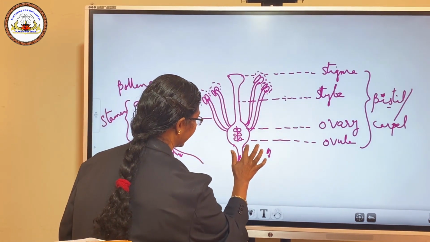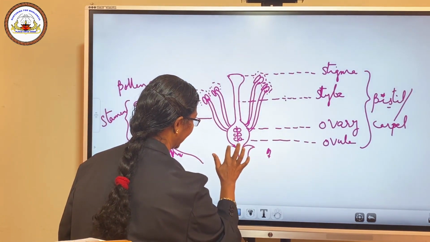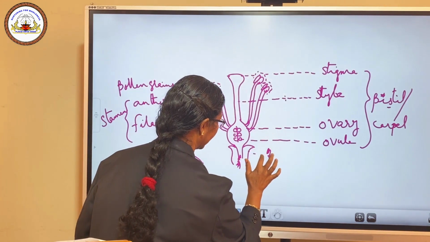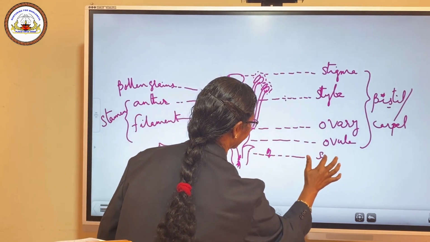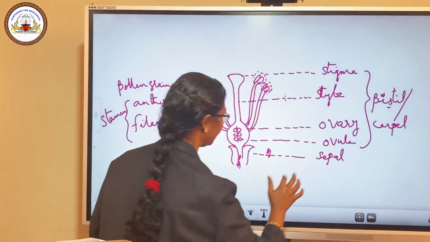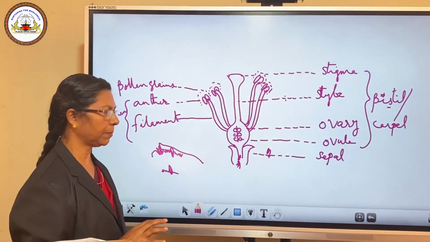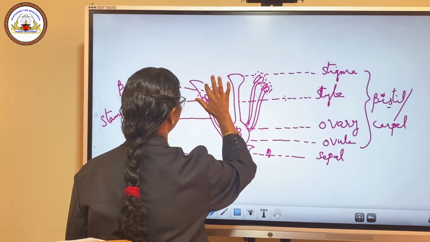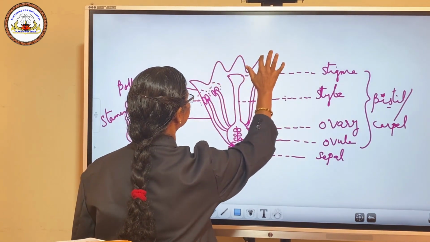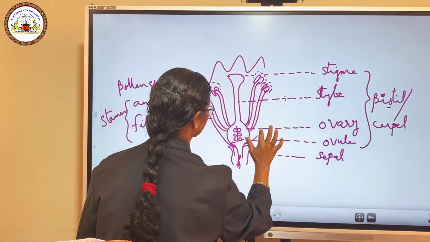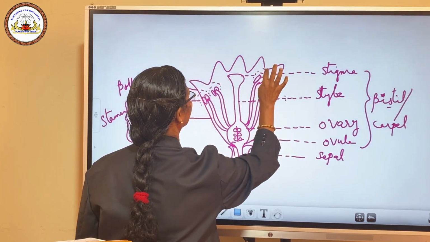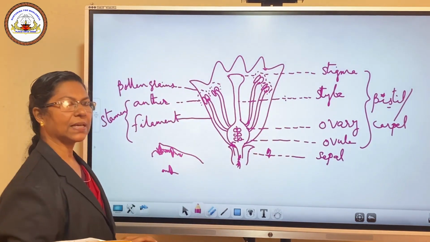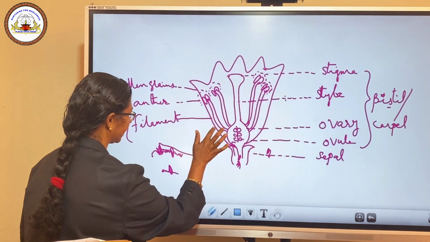Then here we can see a green colored portion, and this is the sepal. The function of the sepal is protecting the flower bud. And above the sepal, here you can see these are all known as petals.